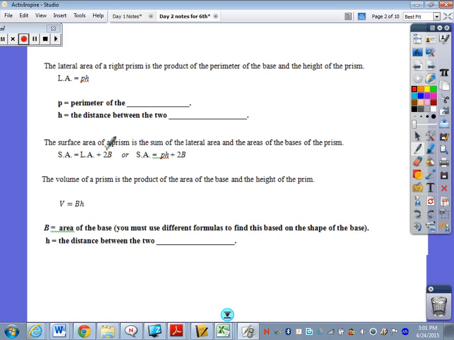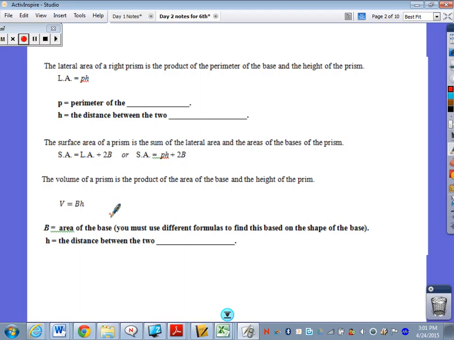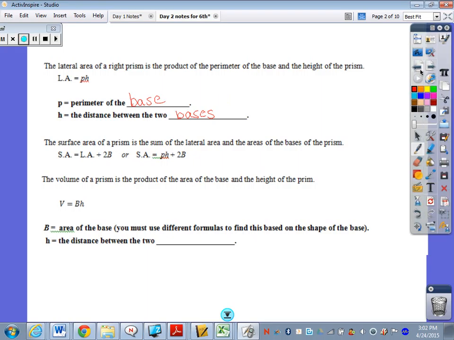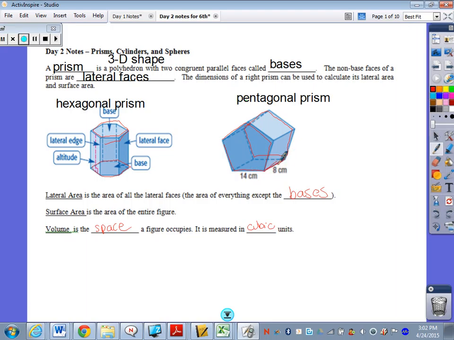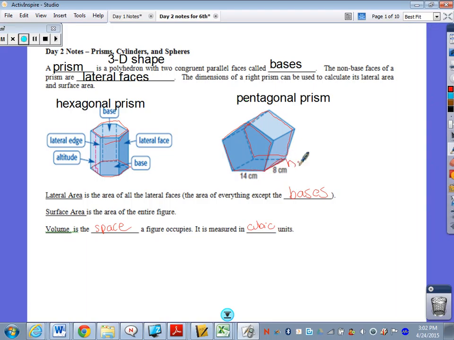So here's the formulas. Again, you get them on the formula sheet, so we need to make sure you can identify them. The lateral area of a right prism is the product of the perimeter of the base and the height, so it's P times H. P is the perimeter of the base, and H is the distance between the two bases. So that's key. If you look back on your other one, 8 on this one is the height because it's the distance between the two bases.